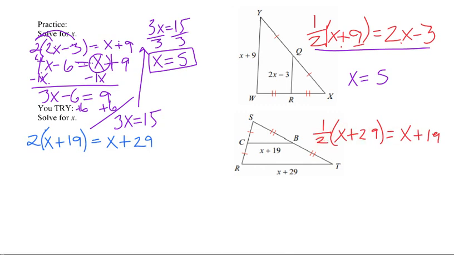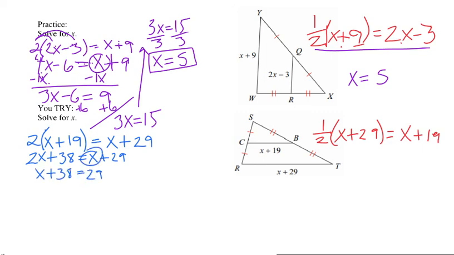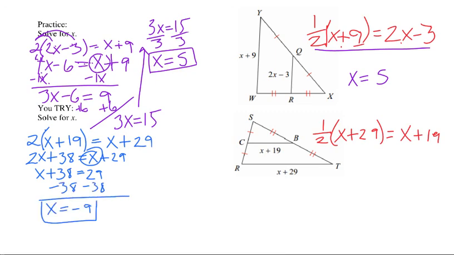So in the first one, you should have distributed, and you get 2x plus 38. When I solve this, I'm going to subtract my x again from both sides, so I get an x plus 38. And then I can subtract 38 from both sides, and I end up with a negative 9. Some of you might be thinking, well, how is it possible to get an x equals a negative number? And sometimes that does happen.